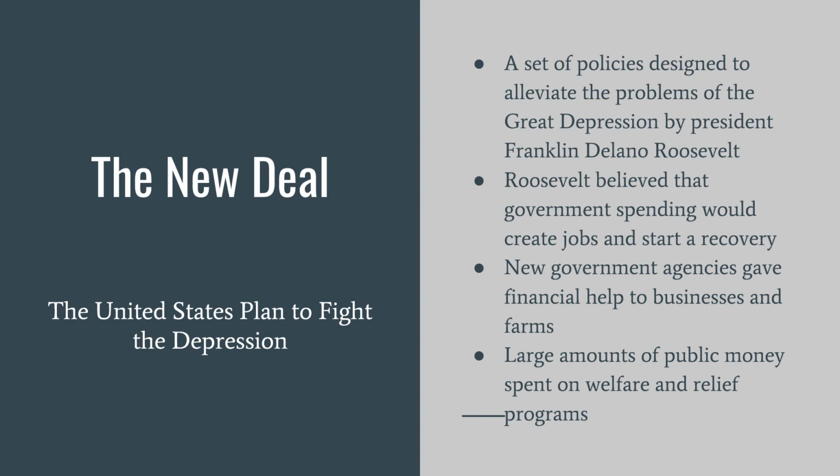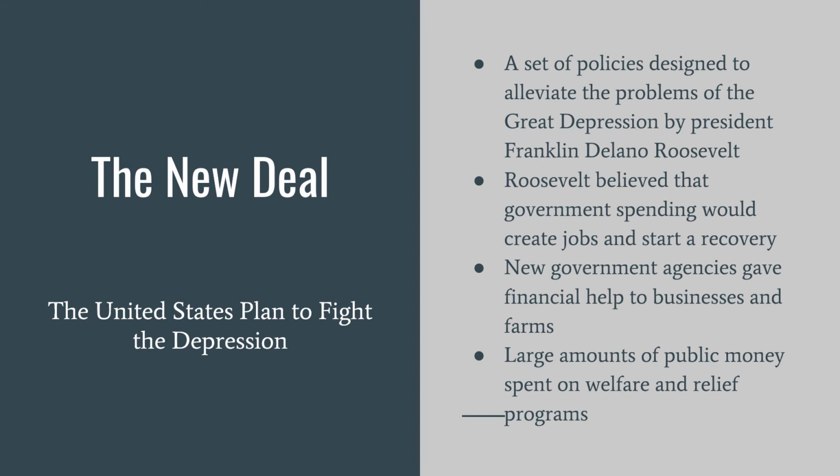How does the world begin to recover from such a catastrophic economic event? The United States is the first country that begins to figure out how to recover from this depression. Franklin Delano Roosevelt, who becomes president in 1933, proposes a set of policies to help alleviate a lot of these problems brought on by the Great Depression. He truly believes that government spending would help create jobs and start a recovery, and he is right.